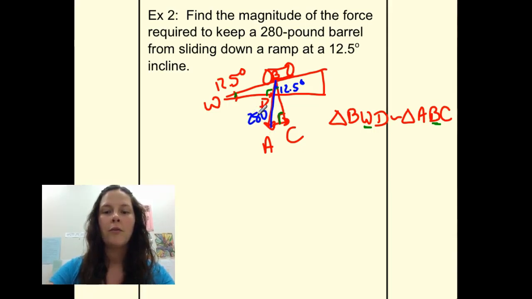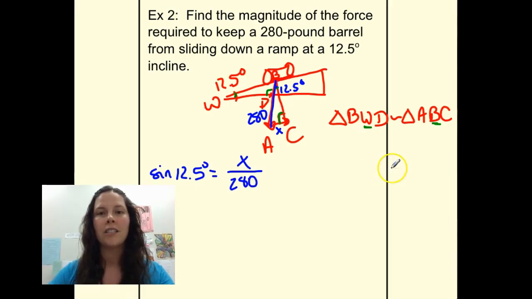And we're looking for AC, that force needed to keep it stable. Because it's a right triangle, we can set up SOHCAHTOA. Sine of 12.5 degrees equals opposite, which is that x, the magnitude of AC, the length of that vector, over the magnitude of BA, which is the 280 pounds, or the weight of the barrel.